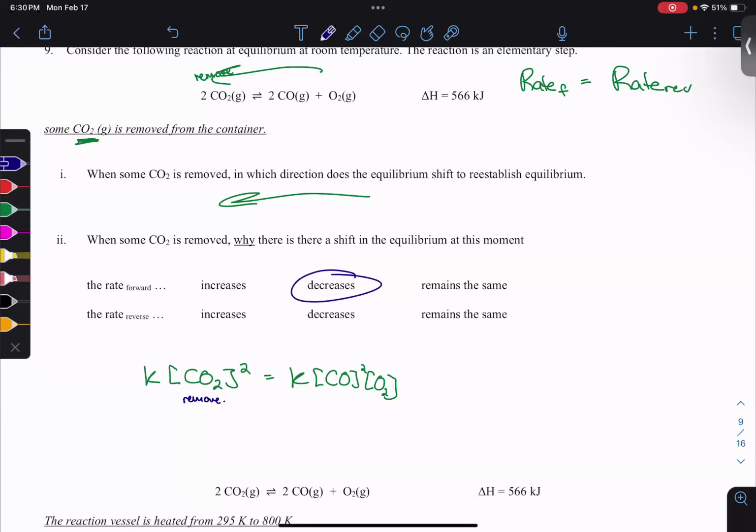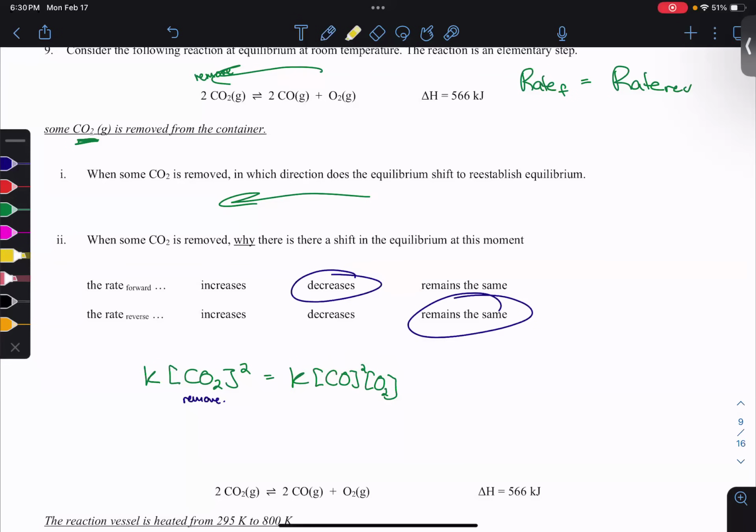But what about the reverse reaction? What happens to this guy? It stays the same. Why? Because we removed CO2. Is CO2 in the reverse rate law? No, it's not. All right. So the idea here is when we remove something from the reaction, one of the rate laws slows down.